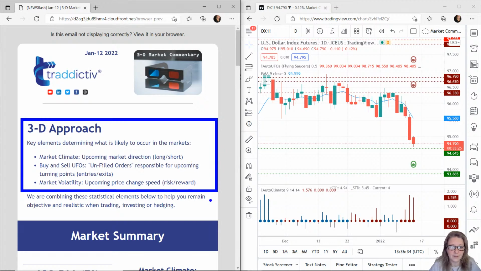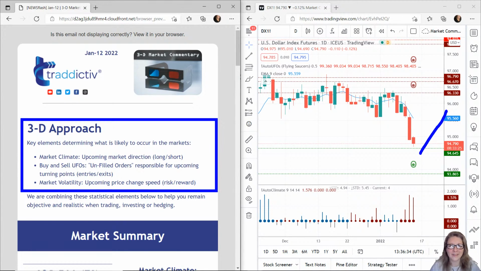So that's AutoClimate. We then want to know, if we're going to buy, where's the best place to do that? If we're going to sell, where's the best place to do that? Again, that gives us greater probability that our trades work out for us. So we then look at what we call buy and sell UFOs. UFO stands for unfilled order and essentially tells us where the buyers are and where the sellers are. If we see these little green UFOs, those show us where the buyers are. Gives us the prices on the right hand side as well. These little red ones are where the sellers are, and it gives us the prices as well, telling us where the sellers are. Why do we want to know where the buyers and sellers are? Because sellers are likely to push price down, buyers are likely to push price up.